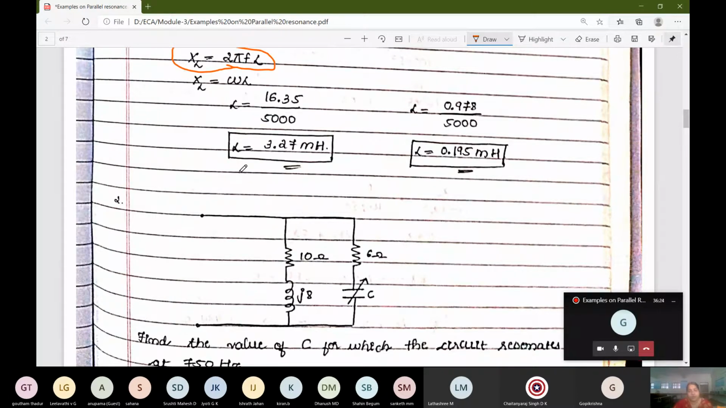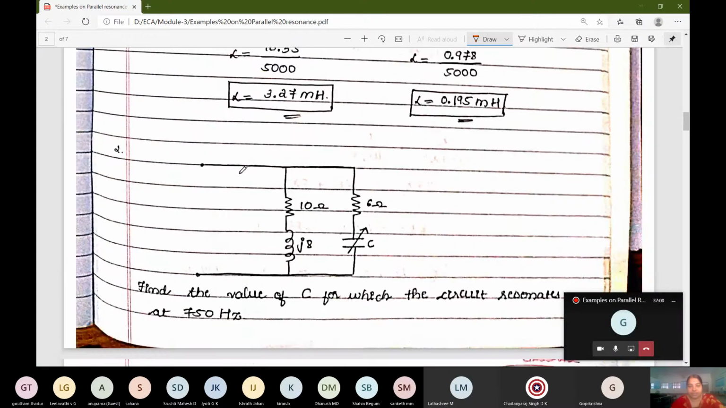The same steps which were followed for the derivation should be followed. First you go with the impedance, then take the reciprocal of it. Do it separately for inductance and for capacitance, then take the sum of them. When you take this admittance, you have to rationalize it. That is important. Then write them together, separate the real part and imaginary part, and then equate the imaginary part to 0. So those are the steps to be followed.